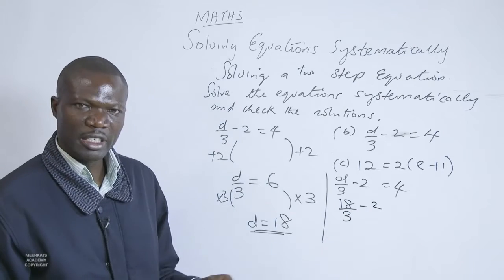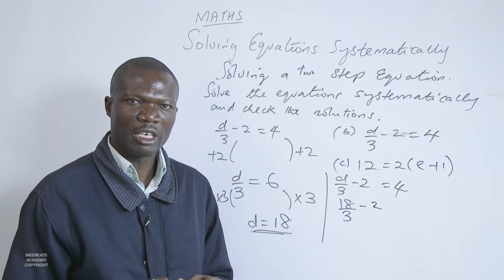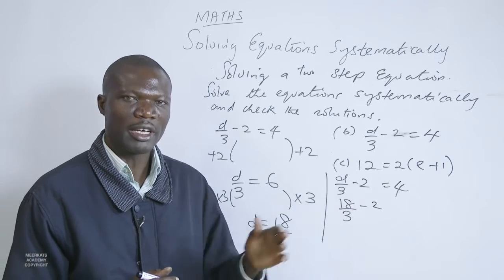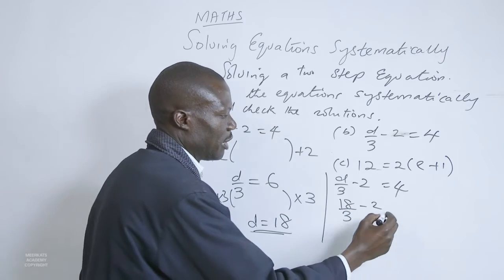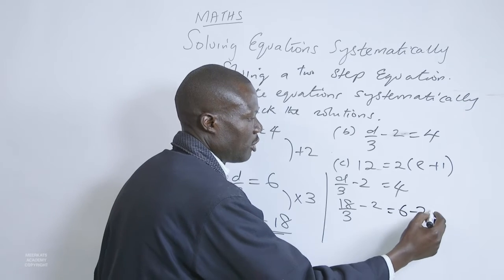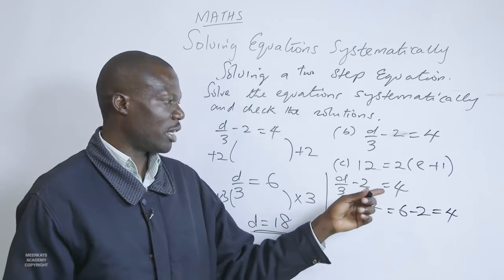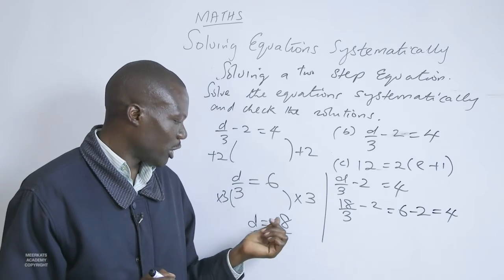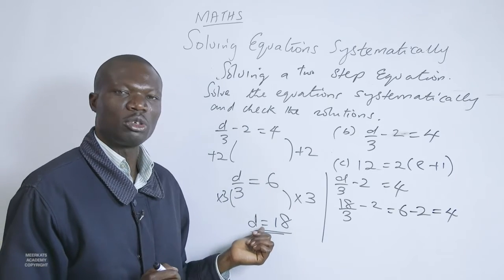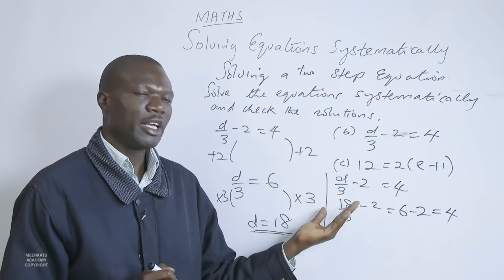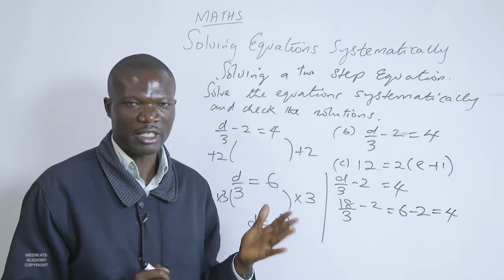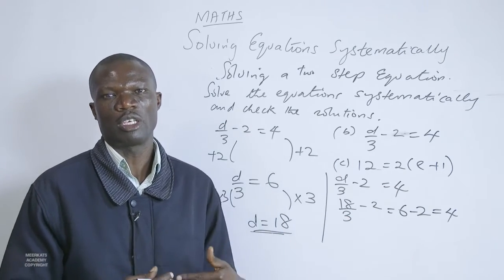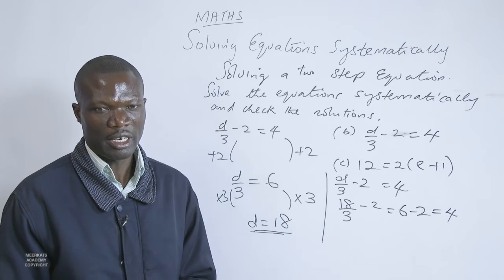Let us see. 18 divided by 3 will give us what value? It will give us 6. Take 6 minus 2. So you find that 6 minus 2 will give us 4. And on the right-hand side, what we have is a 4. We can agree that the solution of our equation, d is equal to 18, is correct, because when we substitute on the left-hand side, it gives us the value of 4, and 4 is the same value that is on the right-hand side.